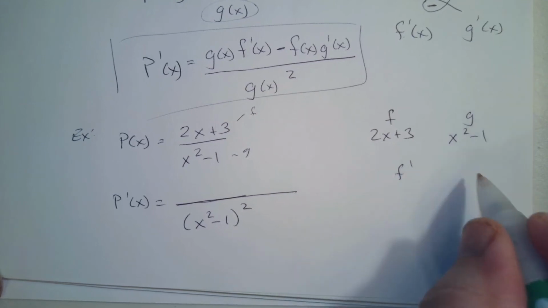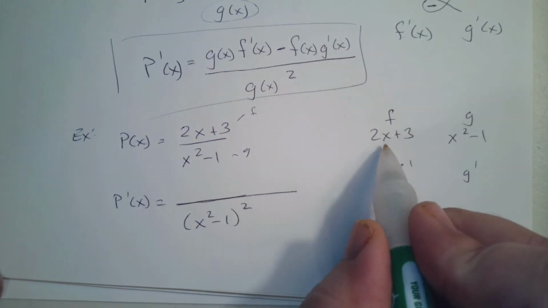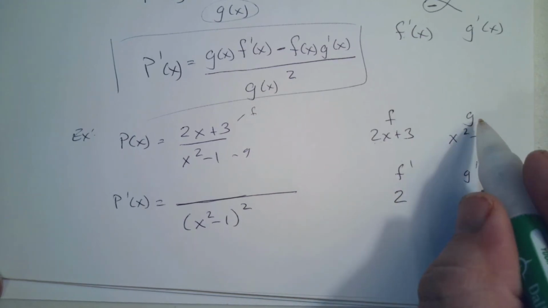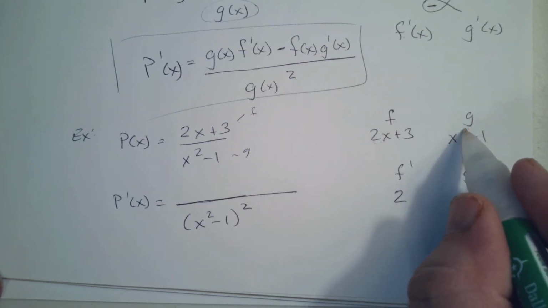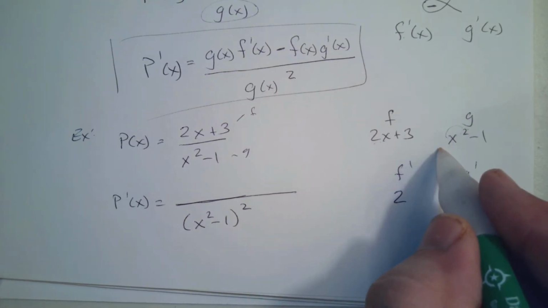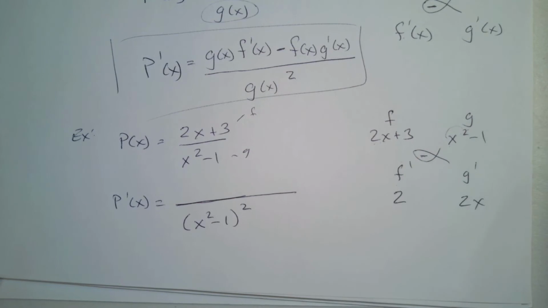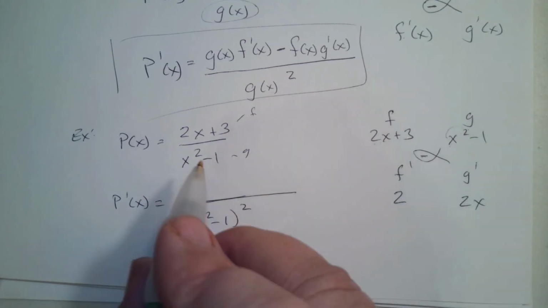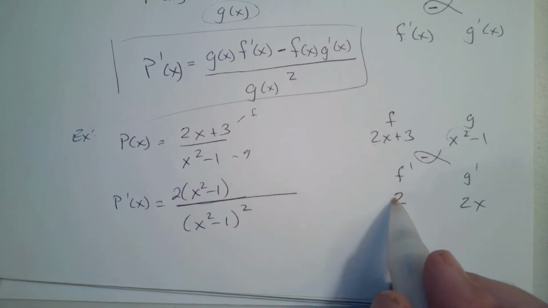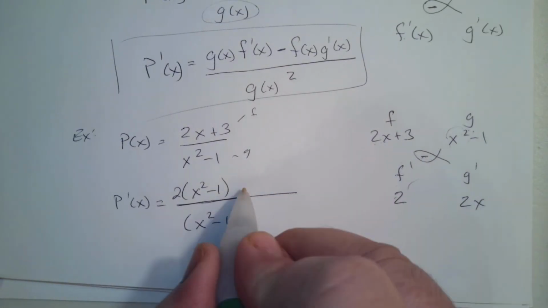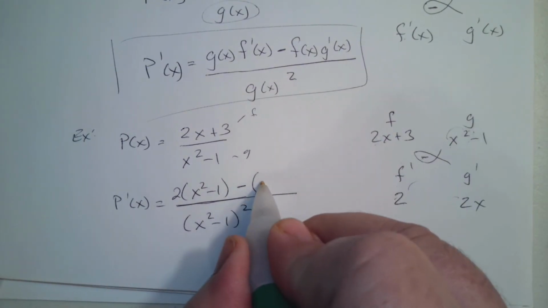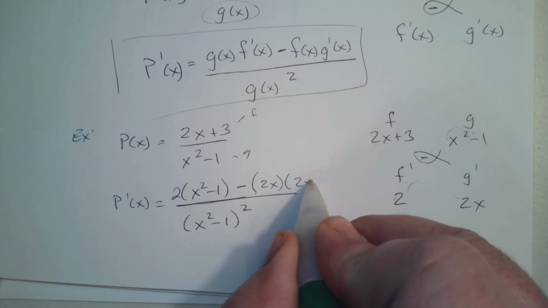You've got to find the derivatives. The derivative of 2x plus 3 is just 2. The derivative of g is 2x. So we have 2 times x squared minus 1, that's these two, minus these two, 2x plus 3.